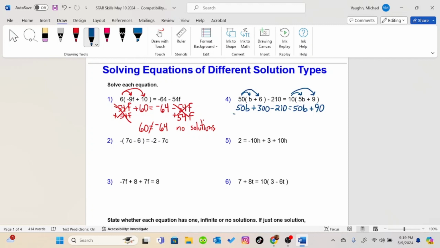We would subtract 50b from both sides. That cancels out. Then 300 minus 210 is 90. And the other side is 90. So this is true. What we have is the line on the left is the line on the right. So this is infinite solutions.